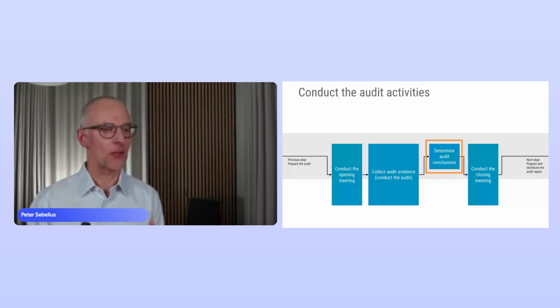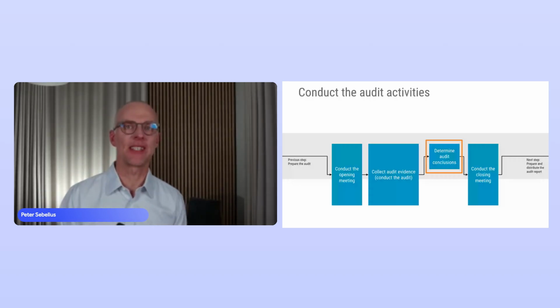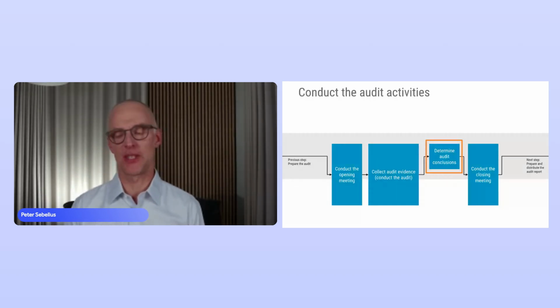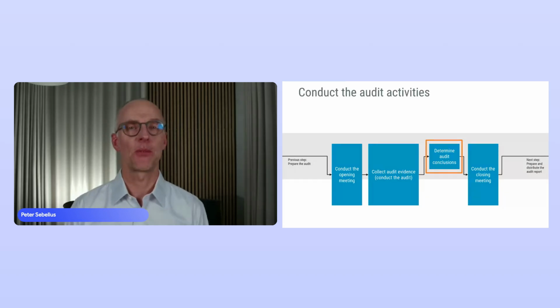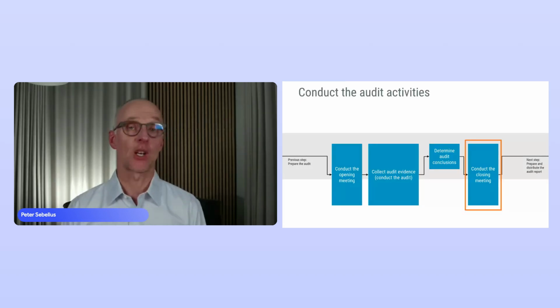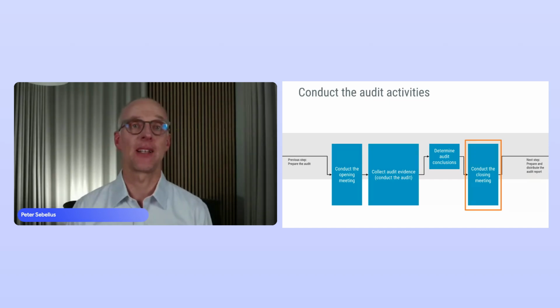So, after having collected the audit evidence, it's time to determine the audit conclusions. This is where the auditor or audit team get their notes in order and make conclusions on what they've seen, meaning this is mostly about deciding what should be reported as nonconformities during the closing meeting. The closing meeting will often have the same participants as the opening meeting and will be a short presentation of the results of the audit.